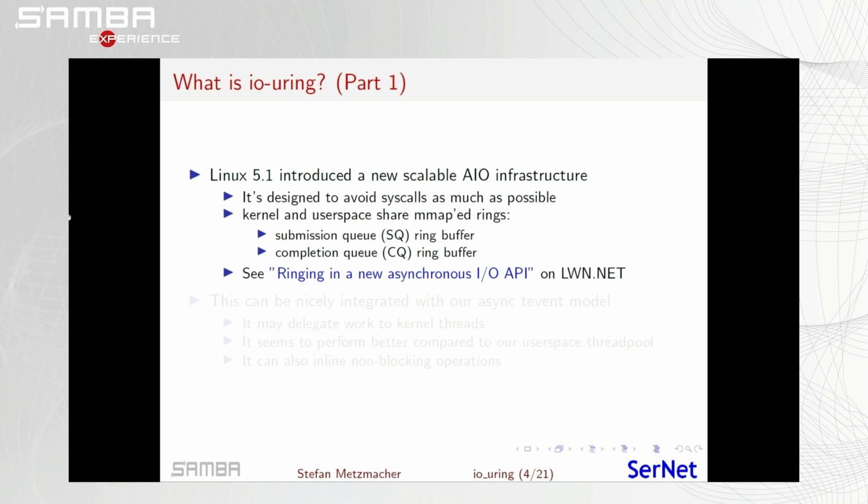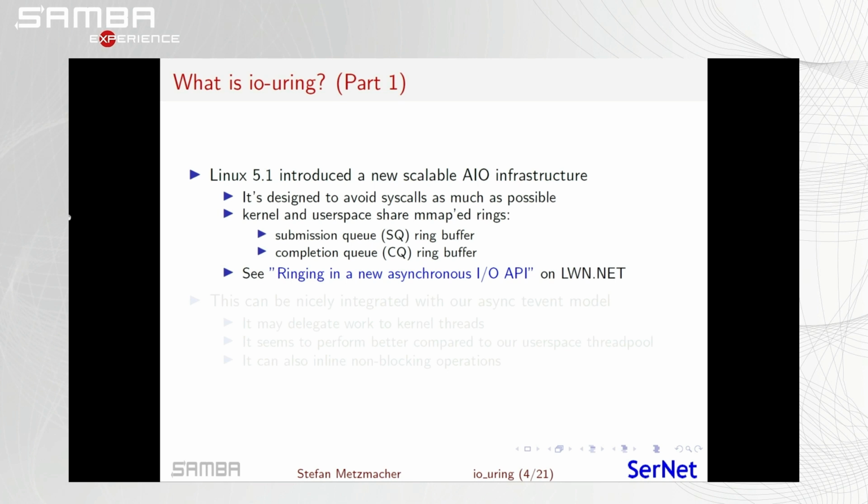It's a new scalable async I/O or async syscall interface in Linux, which was introduced with the 5.1 kernel, and it's designed to avoid syscalls as much as possible. So you basically have a shared submission ring and a completion queue ring shared between user space and kernel, and the user space submits new entries to the submission queue and will eventually get a completion in the completion queue when the request is ready.